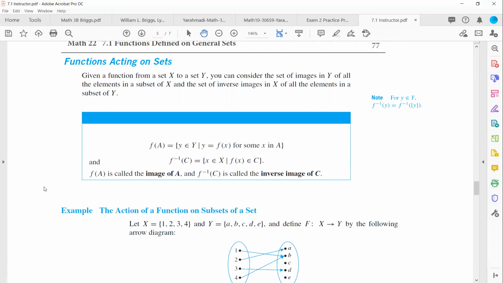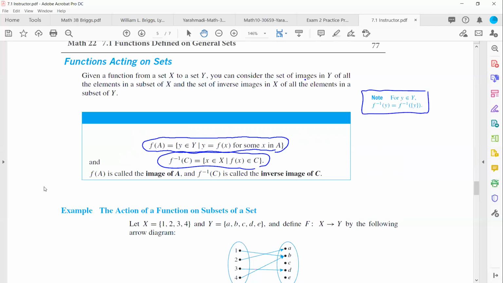Functions acting on sets. Suppose you have a function that maps X to Y. Then you can consider the set of images in Y of all the elements in a subset of X, and the set of inverse images in X of all the elements in a subset of Y. The image of A under f is equal to all the y values in the second set such that y is equal to f of x for some x in A. The inverse image of C under f is the collection of all x values such that f of x is a member of C. Also note that if you take y in Y, the inverse image of y is equal to the inverse image of the set {y}.